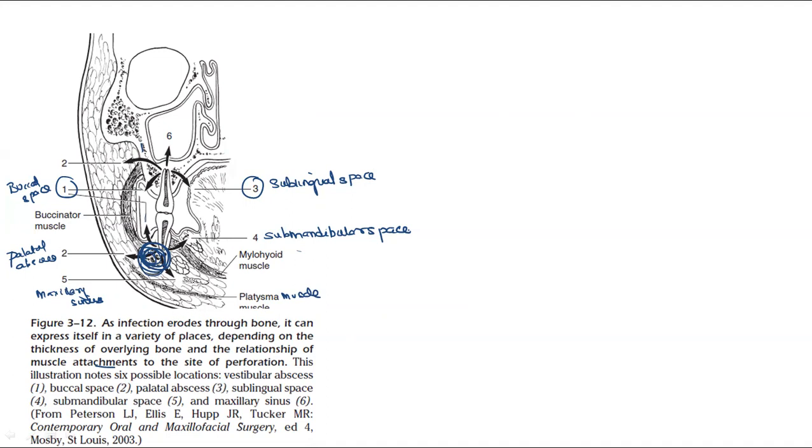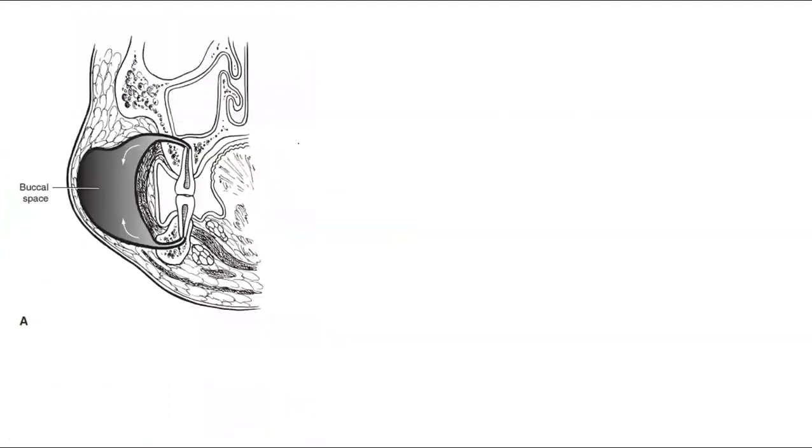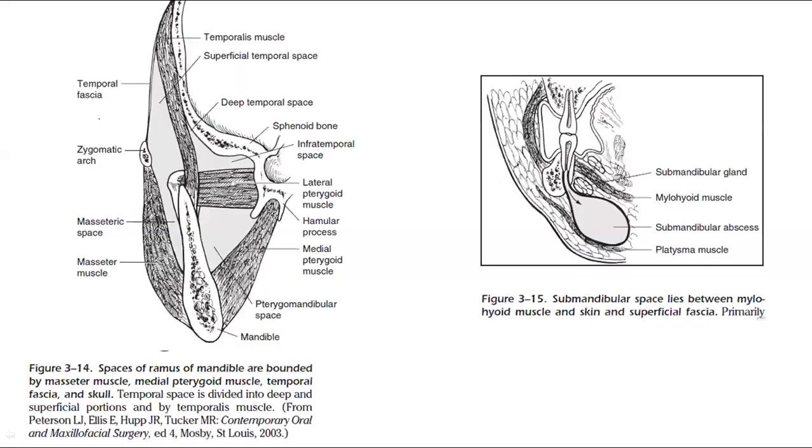So these are all the places that it can spread through: buccal space, sublingual, mandibular, palatal, maxillary sinus, and submandibular space. Now, when there is an infection, it can present as a swelling, and this area will feel hot. This is the buccal space. Now, these are the different spaces.